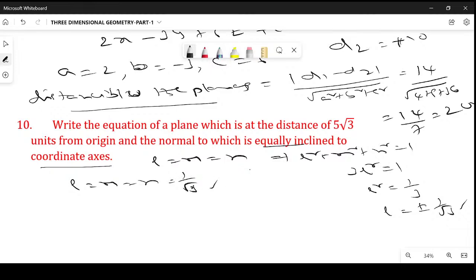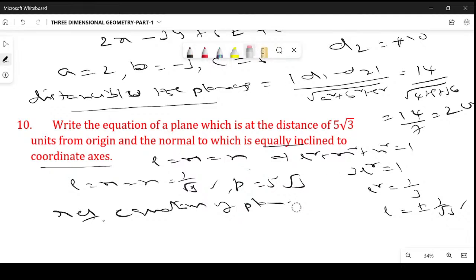Since all are equal, if I take this direction, what will the required equation of the plane be? Because the distance from the origin is given, we know that it is equally inclined and p is given as 5 root 3. So the required equation of the plane is, this is the required equation of the plane.